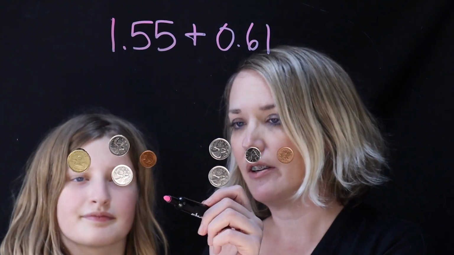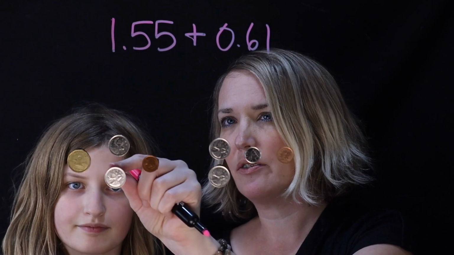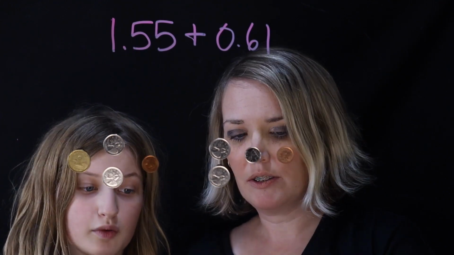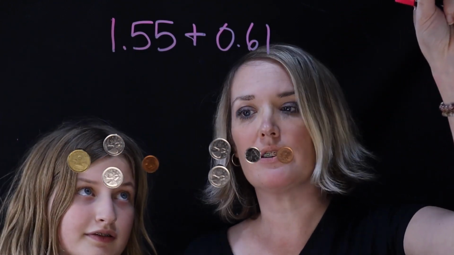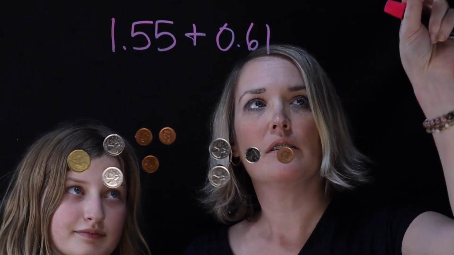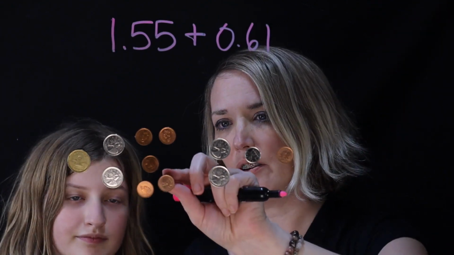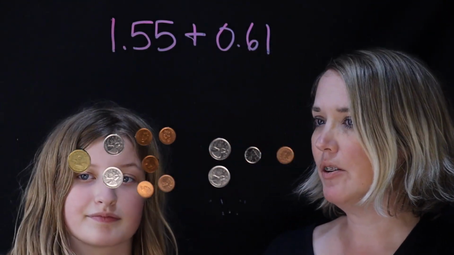I've got things out here. This is $1.50. Let's add a few pennies there, right? So here we go. Now it's $1.55. We've got 5 pennies there. Okay, how do you want to do this?